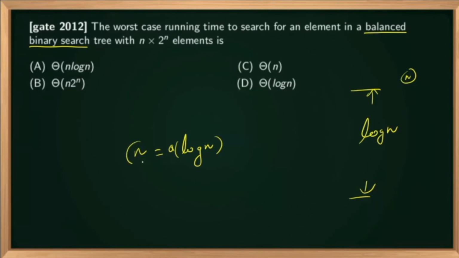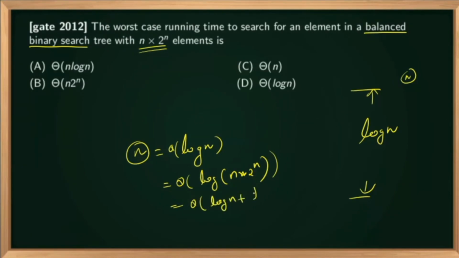Now instead of n, you have n into 2 raised to n. So instead of n, you have to pass n into 2 raised to n. So you have theta of log (n into 2 raised to n). Now what is log a into b? Log a into b is log a plus log b. So it is equal to theta of log n plus log 2 raised to n.